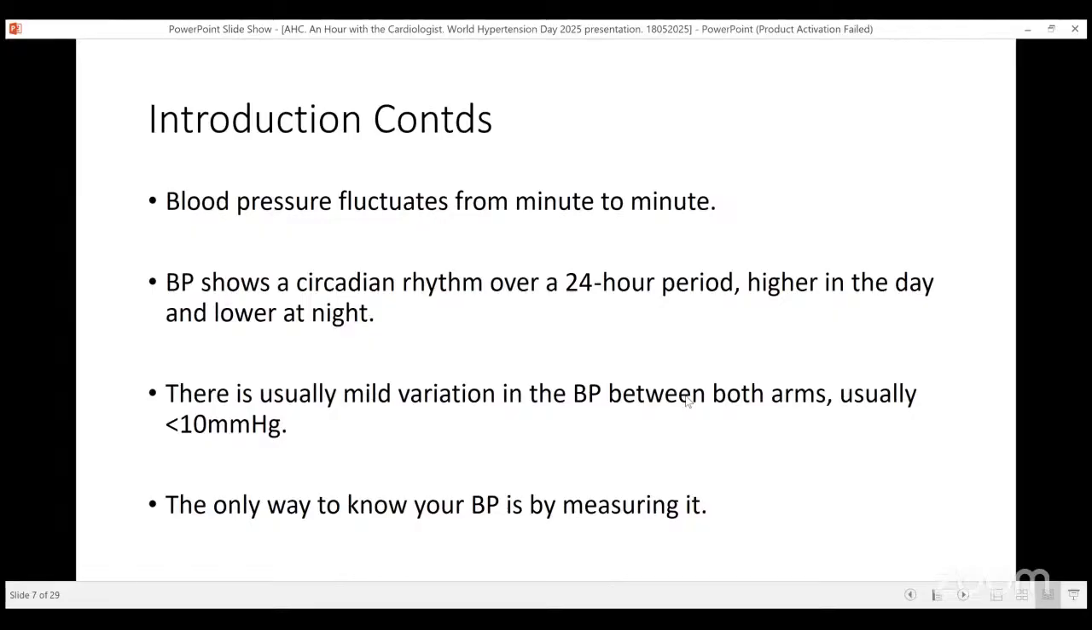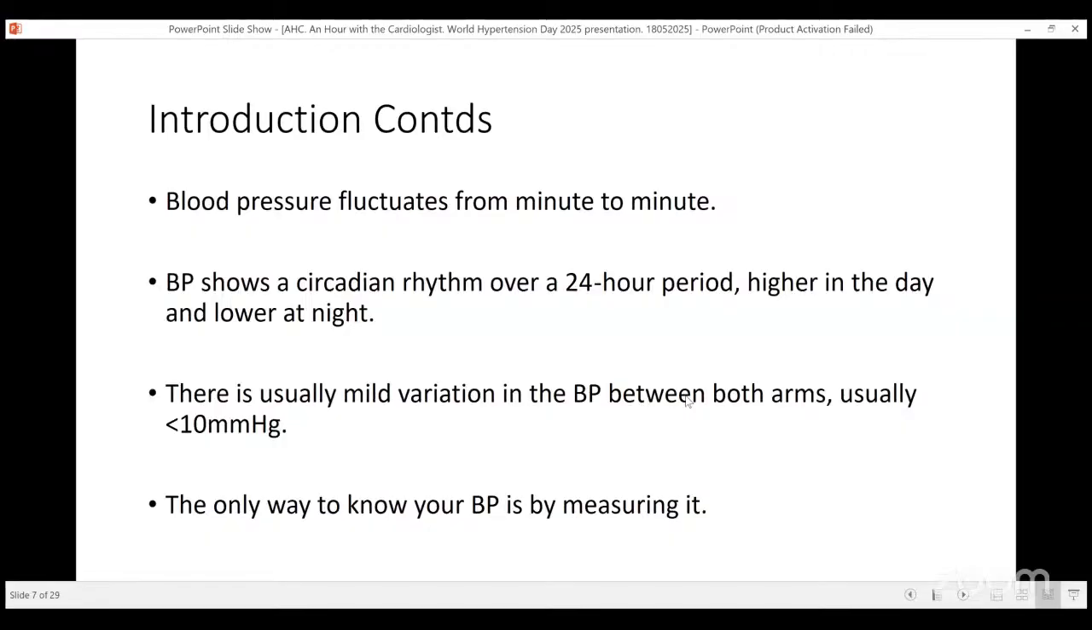However, for some people, it's high. When it is higher than the daytime, it's a problem on its own, whether the person is hypertensive or not. But we're not going to talk about that today. That's a different thing entirely. All right. There's usually mild variation in the blood pressure between both arms. Usually, it's less than 10 millimeter mercury. All right. So sometimes you find out that you check your blood pressure on the left and maybe it's a bit higher than the right or vice versa. But usually it's not going to be more than 10 millimeter. It should be less than 10 millimeter mercury.